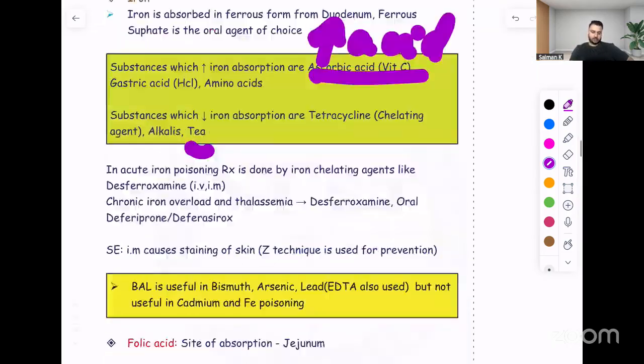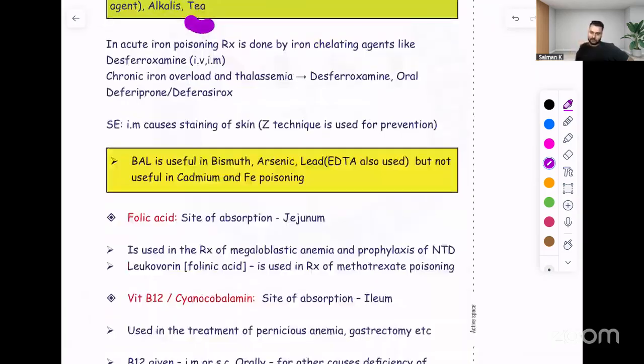Now, if you're having too much iron in the body, exactly the opposite situation. Reduce it by something called desferoxamine or deferoxamine. De means remove, Fer means iron. That's how you're going to remove it. So what is the antidote for iron toxicity, if anybody asks? Desferoxamine. Next is a drug called British anti-lewisite, BAL, used for BAL. Simple. BAL is used for BAL. What is BAL? Bismuth, arsenic, and lead. Done.